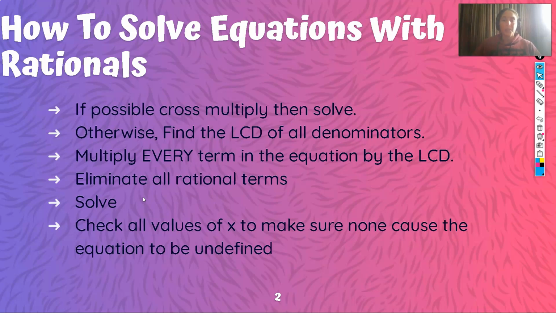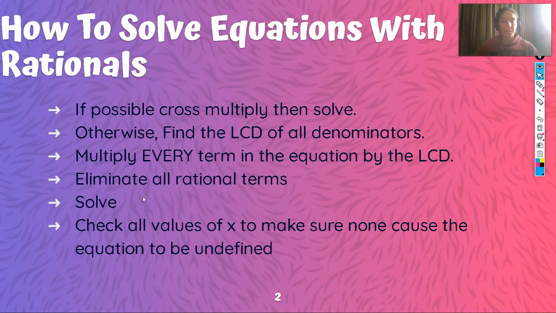Otherwise, what we need to do is find the LCD of all the denominators. We've done that before. And then we're going to multiply every term in the equation by the LCD. What that's going to do is eliminate all the rational terms. In other words, it's going to blow out all of our denominators. And then we're just going to solve. We're going to be left with a linear equation, or a polynomial equation at that point, and then we just solve like we would regularly solve.